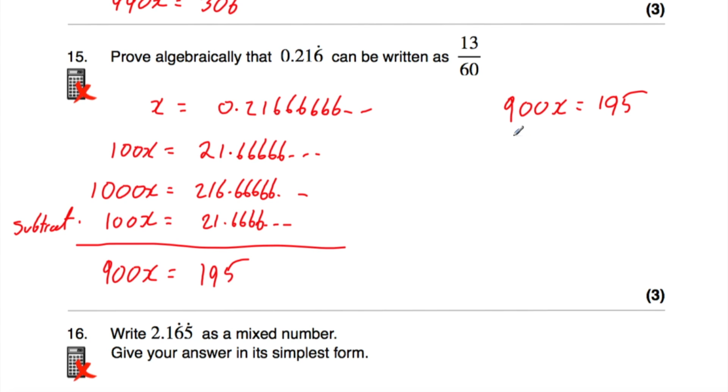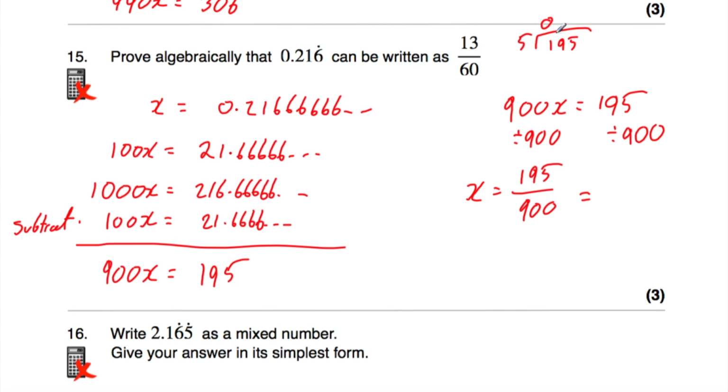Now we want to get x on its own, so let's divide by 900 and divide by 900. So on the left hand side we'd be left with x, and on the right hand side we'd have 195 over 900. Now we want to cancel that down to hopefully 13/60. Now the first thing I notice is both of these numbers are in the 5 times table, so both multiples of 5, the 195 and the 900. So let's divide both of them by 5. So if we do 195 divided by 5, 5 into 1 doesn't go, remainder 1. 5 into 19 goes 3 times, remainder 4, and 5 into 45 goes 9 times. So it's going to be 39 on the numerator.